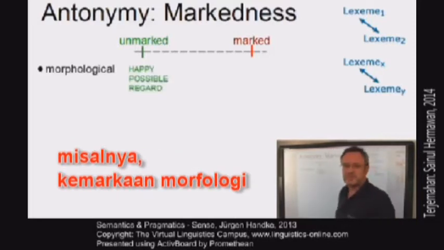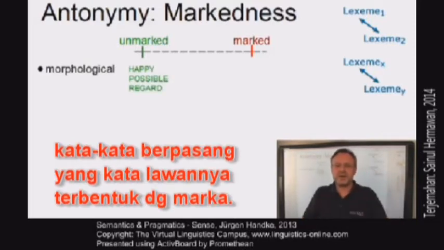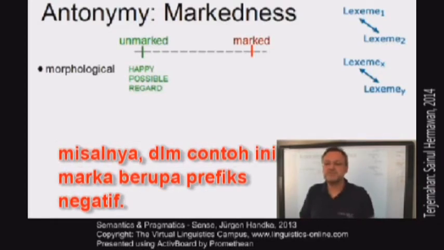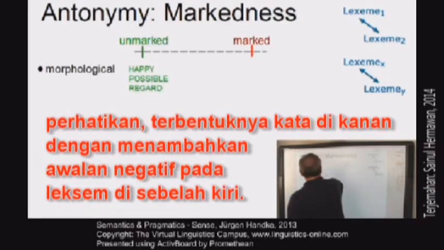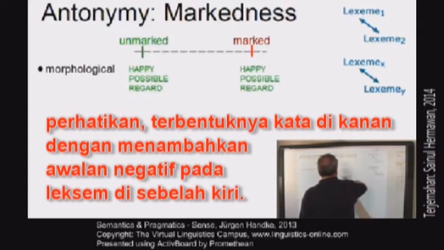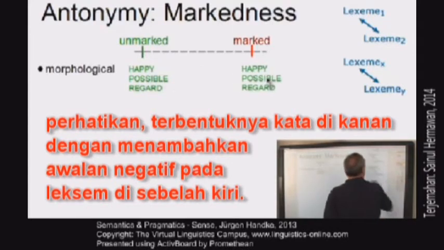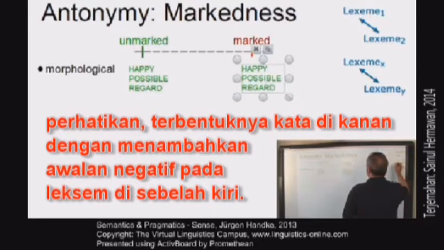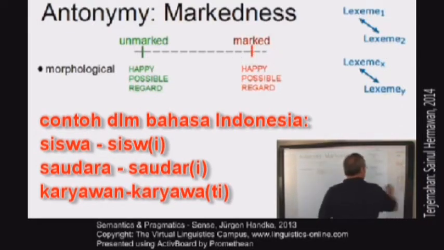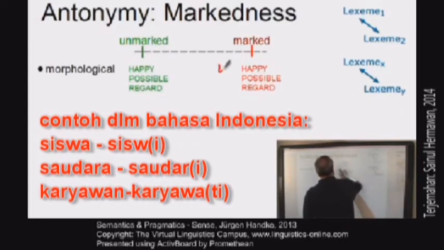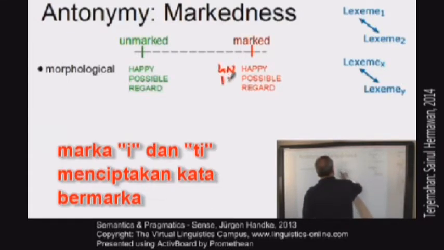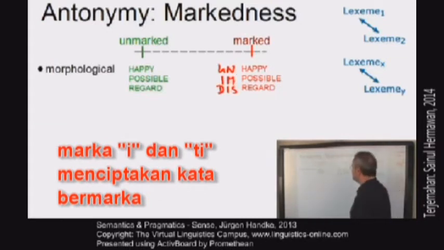For example, morphological markedness, where one item in a pair of opposites carries a morphological mark that the other lacks. This mark is typically a negative prefix. So let's look at these examples here. Well, let's apply red color to them. And as you can see, we now can add a prefix such as unhappy, impossible, or disregard to create the marked terms.